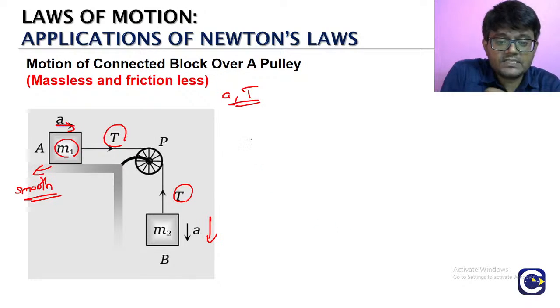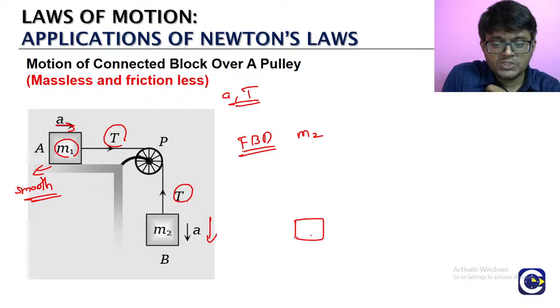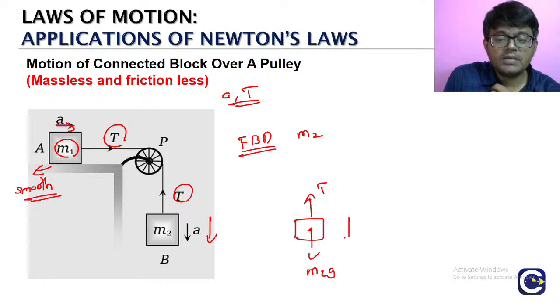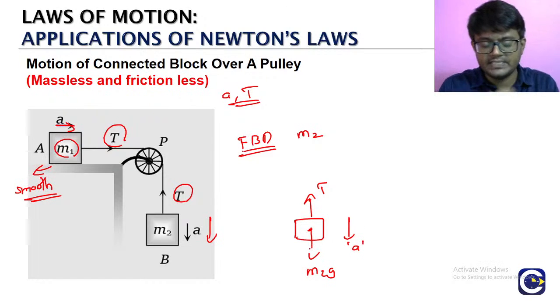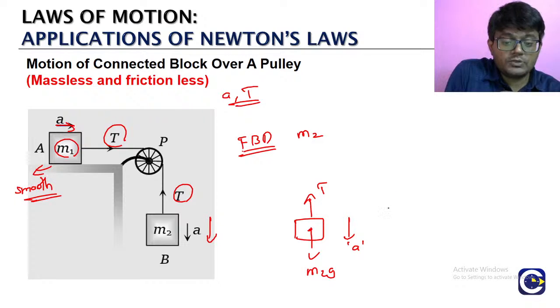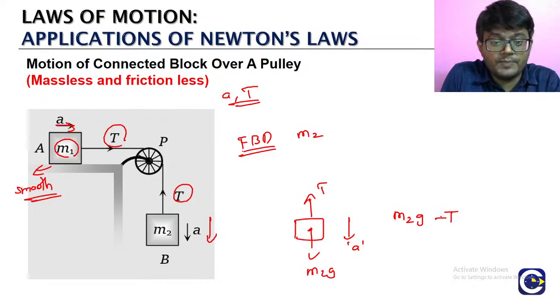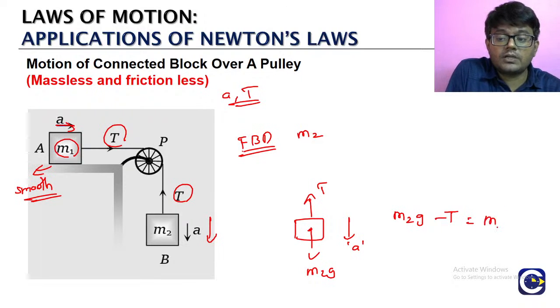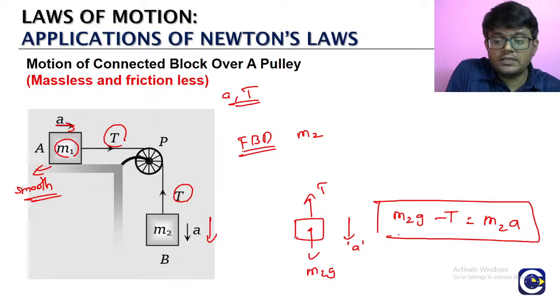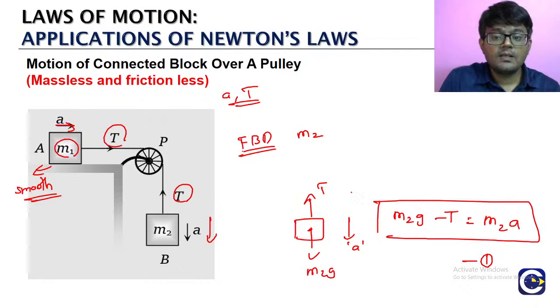So look at this. First we will draw the free body diagram of this hanging block M2. It has its weight M2 into G and there is a tension T. Because of both of them, it is going down with acceleration A. Net force downwards is downward force minus upward force, so M2G minus T is equal to M2 into A. Let us keep it as equation 1.